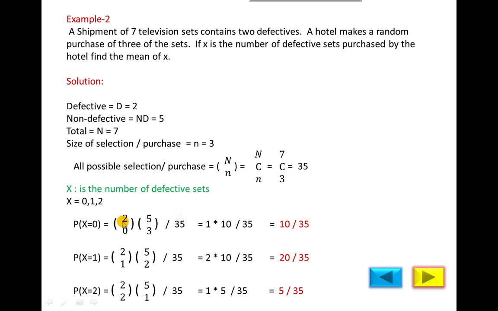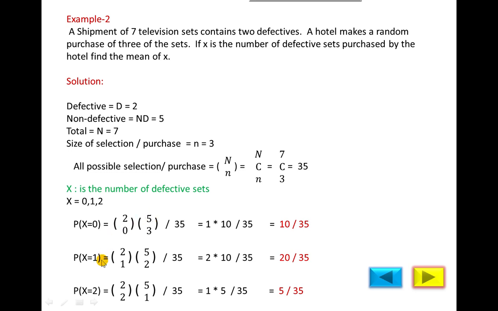There are 2 categories, defective and non-defective. Same as question number 5, where you have 3 categories: novel book, book of poem and 1 dictionary. In this there are 2 categories, defective and non-defective. If the hotel purchases 3 sets, probability of x equal to 0 means 0 defective and 3 non-defective. Simplify this: 2 combination 0 is 1, 5 combination 3 will be 10, multiply this, 10 upon 35. So the probability of 0 defective sets will be 10 upon 35.